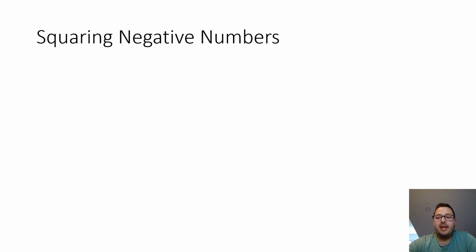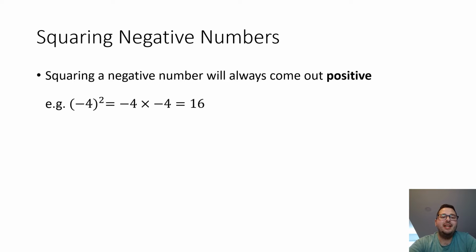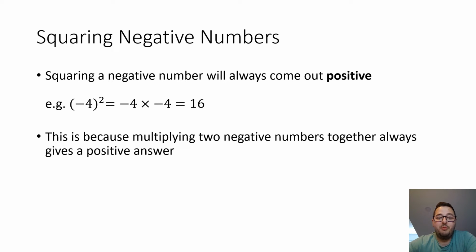Let's think about squaring a negative number quickly. Squaring a negative number will always come out positive. For example, we've got minus 4 squared. That is just that number times itself, but we've got the sign in there as well. So that's the same as minus 4 times minus 4, and 2 minuses make a plus, so that's going to give us plus 16. I will look at timesing and dividing negative numbers in a different video, but all you need to know is that 2 negatives timesed together will give you a positive number. This is because multiplying 2 negative numbers always gives a positive answer.